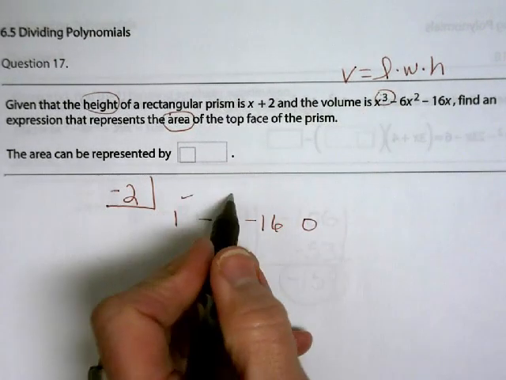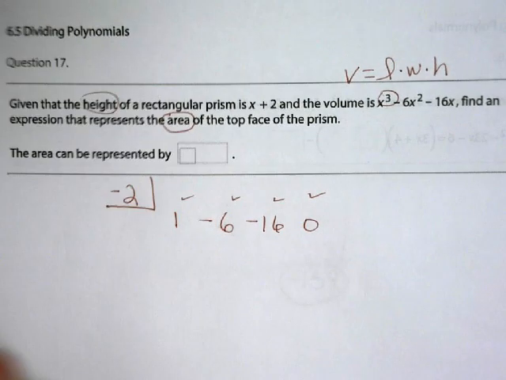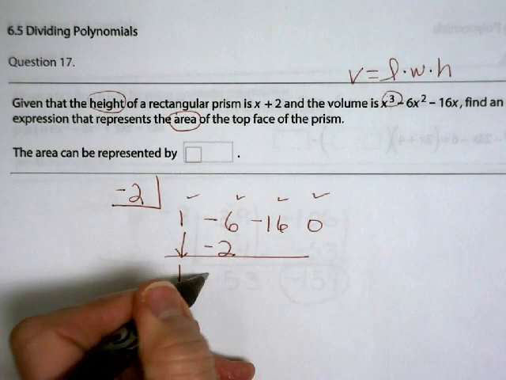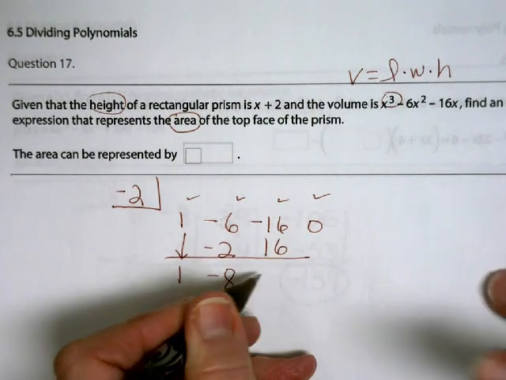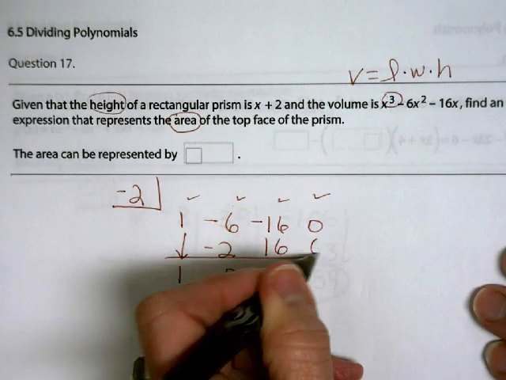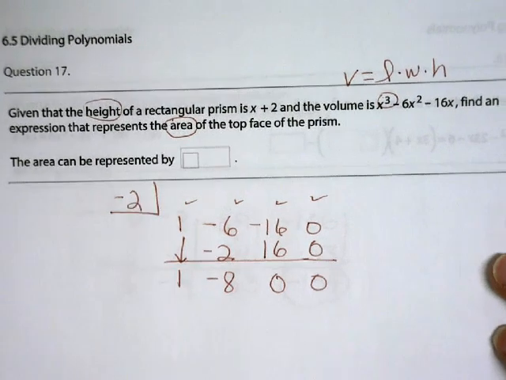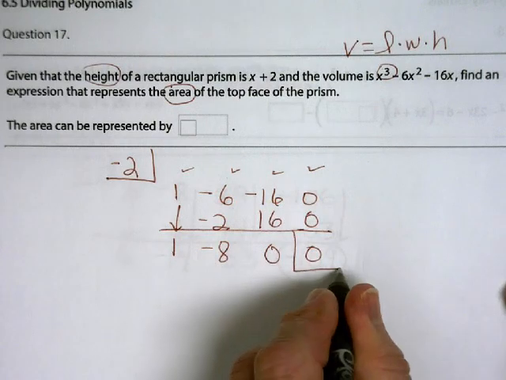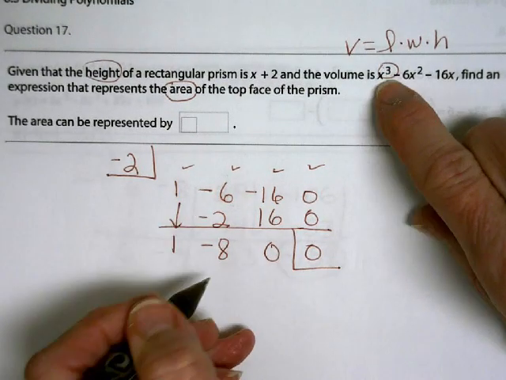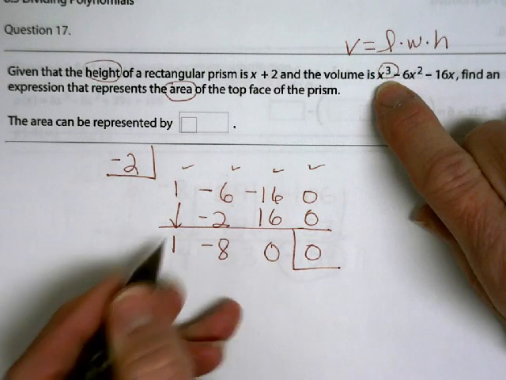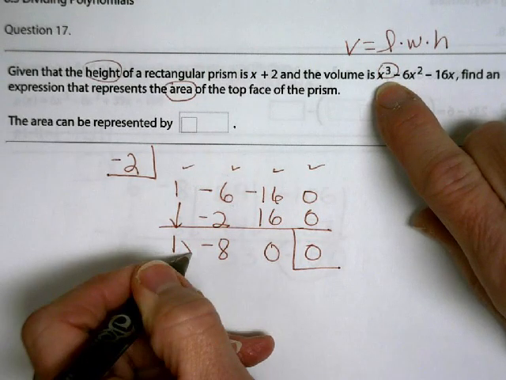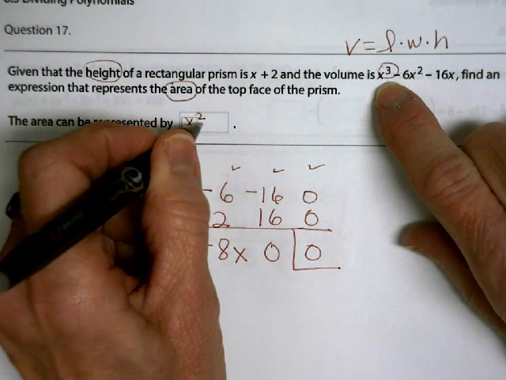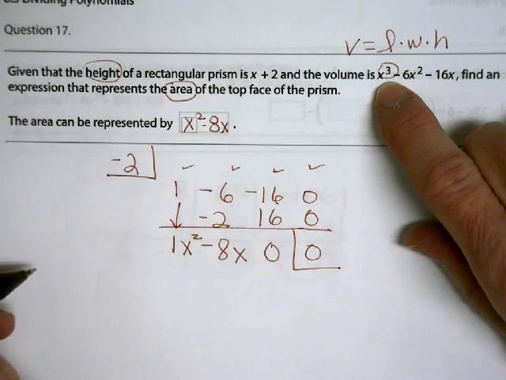That negative belongs to that 6. There we go. That's a power of 3, so I need 4 values to play the game. Draw the line. Bring down the 1. Multiply. Multiply. Multiply. And now we've got our story. But this is the tricky part. That's our remainder. And this was x cubed to start with, so I just go down 1 power. So my area is x squared minus 8x.